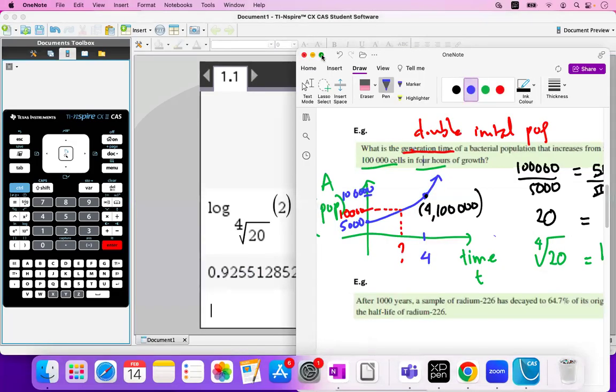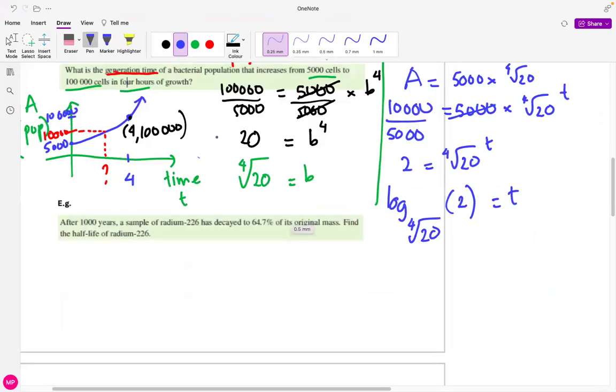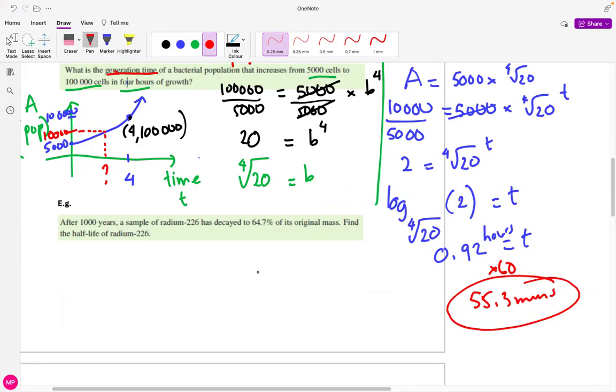All right. So the answer for this question, here it gives me 0.92 equals t. So that's time in hours. And then if we times by 60, that gives us 55.3 minutes. Okay, so that's the generational time.